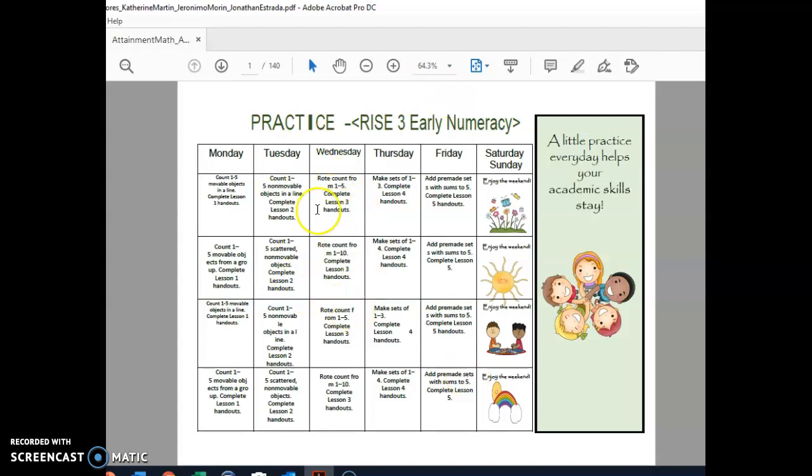Okay, so for today, we are going to be doing count 1 through 5 scattered non-movable objects. So what I want you to do with these right here is I want you to gather, if you have toys, get 5 toys, 5 crayons, or 5 cars, doesn't matter what you use, scatter them, and then you are going to pick them up and you are going to count as you pick them up.